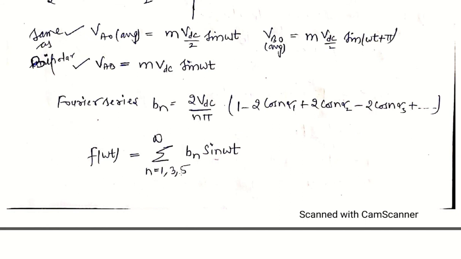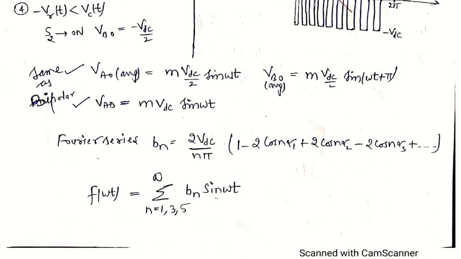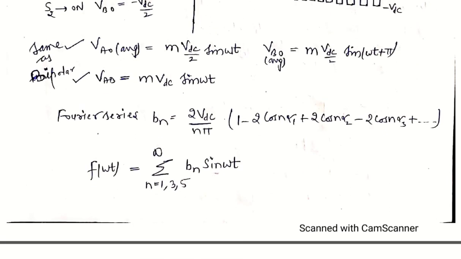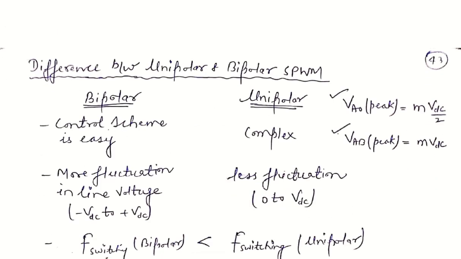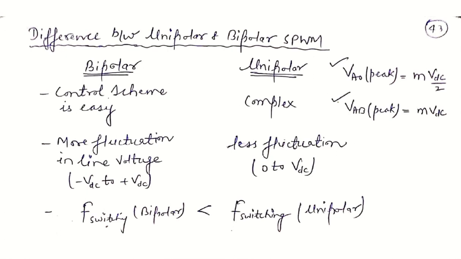So it is equal to the sum over n = 1, 3, 5 to infinity of bn sin n omega t. Put this value of bn and you can finally calculate the amplitude of any harmonic number from this Fourier series. This is the Fourier series expression. Now we will compare the difference between the unipolar and bipolar sinusoidal PWM technique.